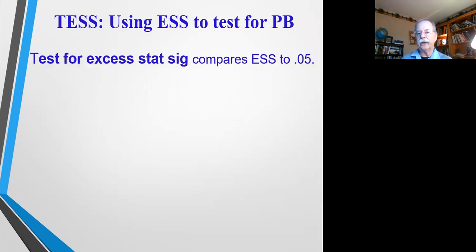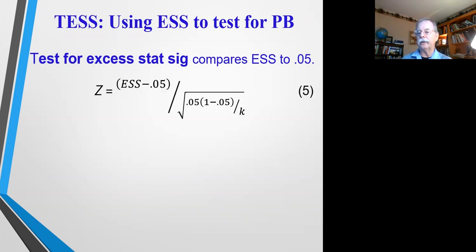TESS is this test for excess statistical significance. Here, instead of looking at the proportion that are statistically significant, we look at the proportion that are excess statistical significance. ESS here is now a proportion. We look at that directly, and we compare that to 0.05. And so 0.05 is our null hypothesis. So again, we get pretty much the same kind of calculation, except ESS now is our observed proportion, and we test that against 0.05.